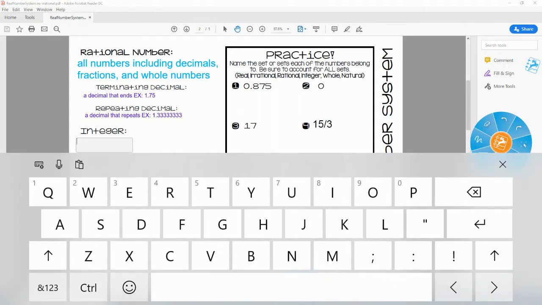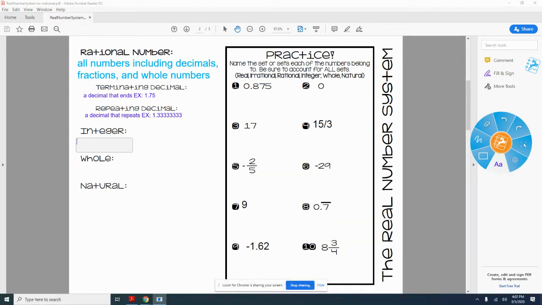So an integer is going to be positive and negative whole numbers. On a number line, you're going to see -3, -2, -1, 0, 1, 2, 3. So that would be how you would see it on a number line. All of those are integers. No decimals, no fractions, okay?